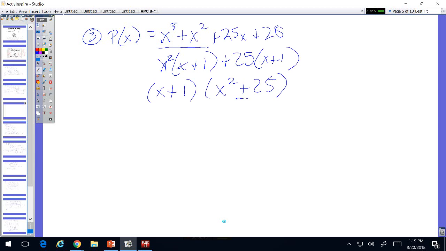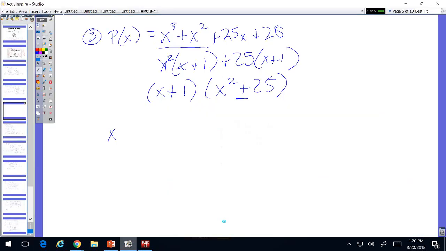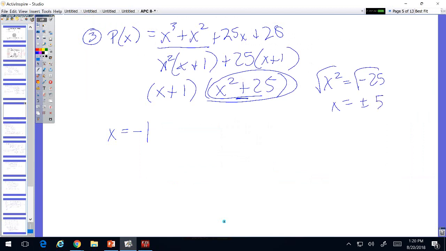We know every time we have a plus right here, we're going to end up with what kind of solutions? Imaginary, yeah, because when we move it over to solve, we get negative. All right, so what are they asking us to do? They're asking us to find them all. So this is negative 1. And then this one right here, when we move the 25 over, it becomes negative. So x equals plus or minus, when we take the square root, 5i.